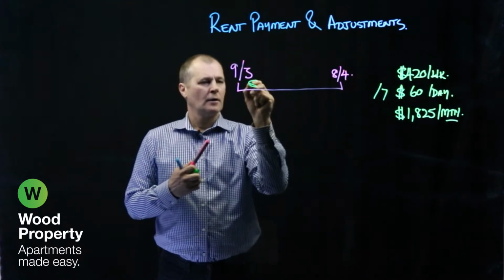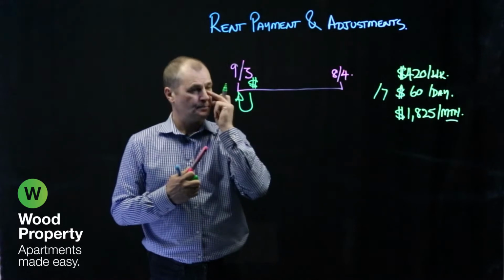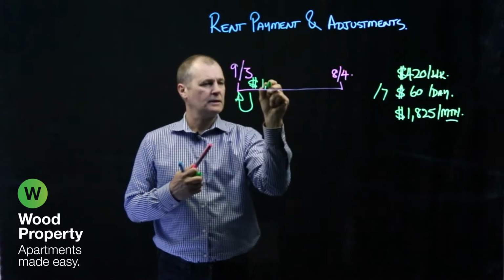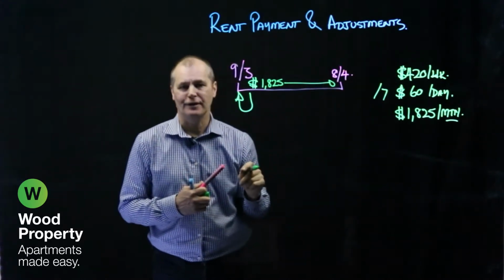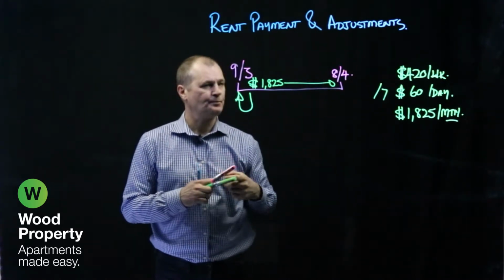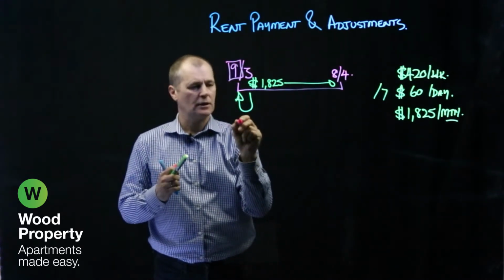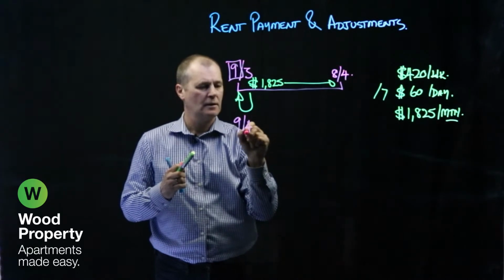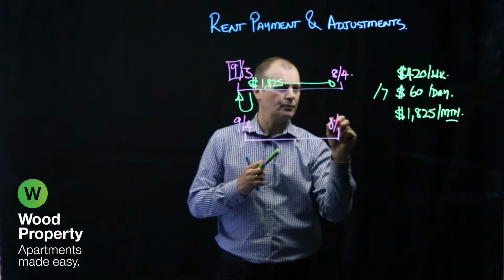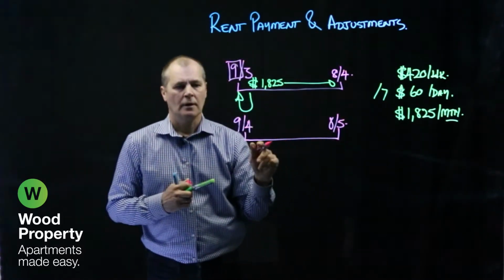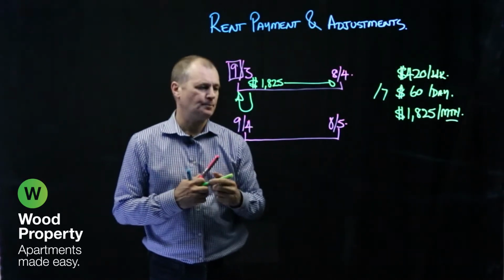So, on the rent commencement date, the lease pays $1,825, pays that rent up to the previous day of the following month. Now for many agents, owners, renters, the rent will continue to be paid on the 9th of the month up to the previous day, in this example the 8th of the following month, for the duration of the lease. But at Wood Property we have a common rent payment date.